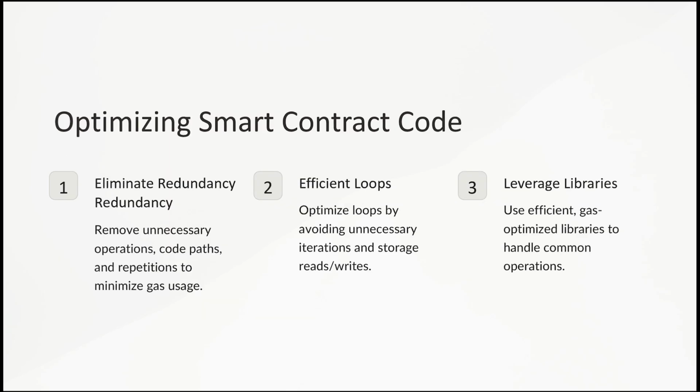We need to optimize smart contract code to remove unnecessary operations, code paths, and repetitions to minimize gas usage. Optimize loops such that there are no unnecessary iterations and storage reads or writes. And we need to use efficient gas optimized libraries to handle common operations.